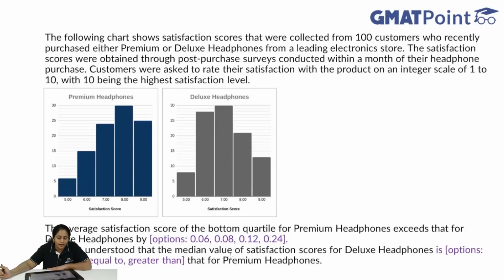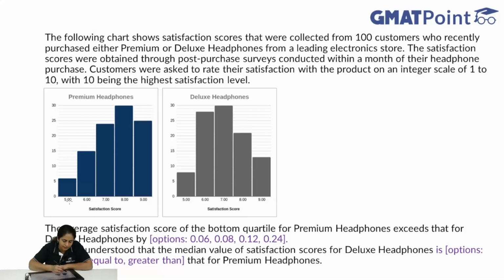Consider the next question. The following chart shows satisfaction scores that were collected from 100 customers who recently purchased either premium or deluxe headphones from a leading electronics store. The satisfaction scores were obtained through post-purchase surveys conducted within a month of their headphone purchase. Customers were asked to rate their satisfaction with the product on an integer scale of 1 to 10, with 10 being the highest satisfaction level. So you have basically 100 customers and the scores have varied from 5 to 9. This is for premium headphones, this is for deluxe headphones. The average satisfaction score of the bottom quartile of premium headphones exceeds that for deluxe headphones by how much?